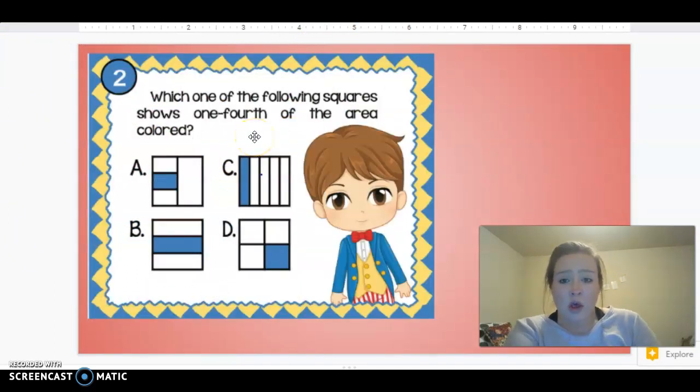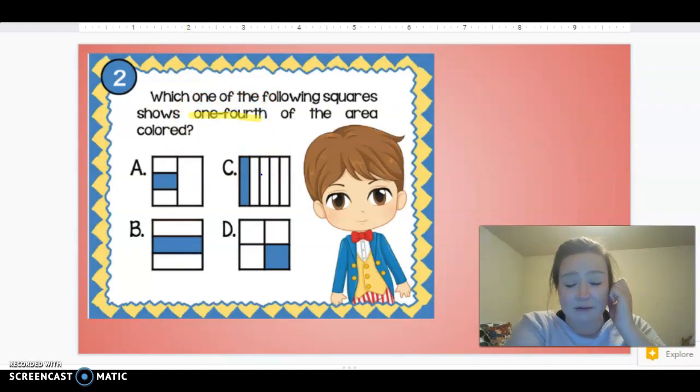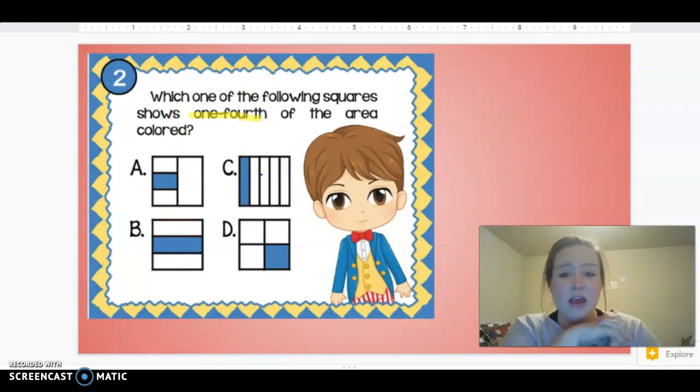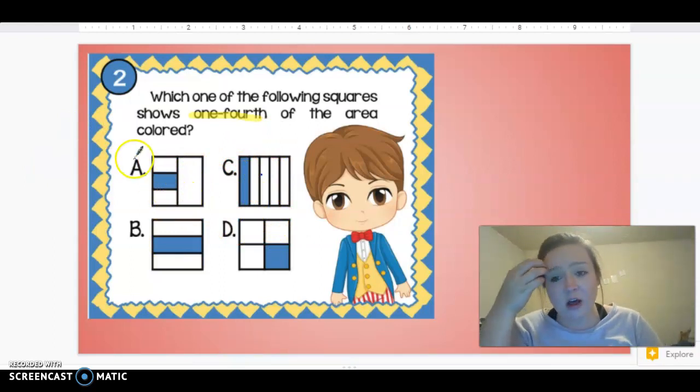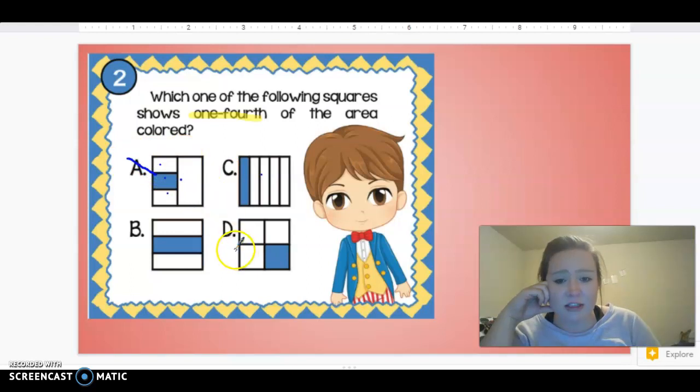Which one of the following squares shows 1/4 of the area colored? Well, we're just picking out which one has 1/4 colored. Remember, when you're identifying fractions, all of your pieces need to be equivalent in size. All of the parts of whatever shape that you've divided need to be equivalent. Just looking at letter A, I can already tell that all 4 of these pieces, 1, 2, 3, 4, are not equivalent in size, so that cannot be my answer.